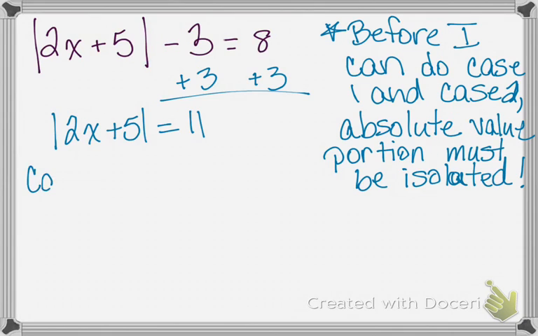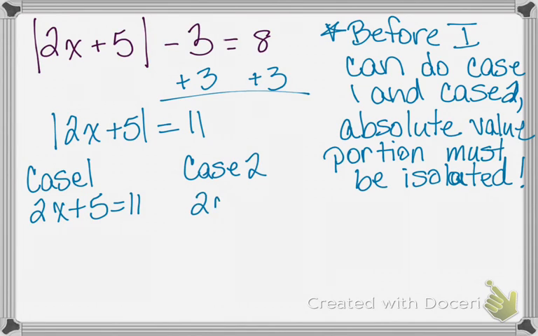So case 1 is positive. So I have 2x plus 5 equals 11. And case 2 is negative. So 2x plus 5 equals negative 11. And I know how to solve that, right?